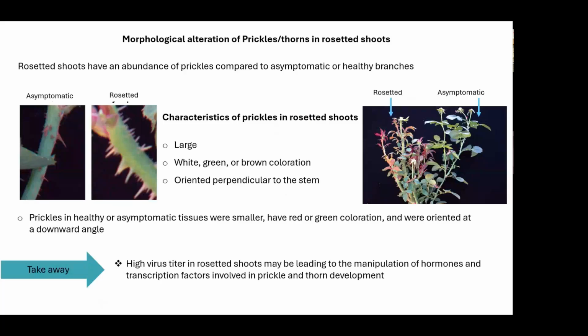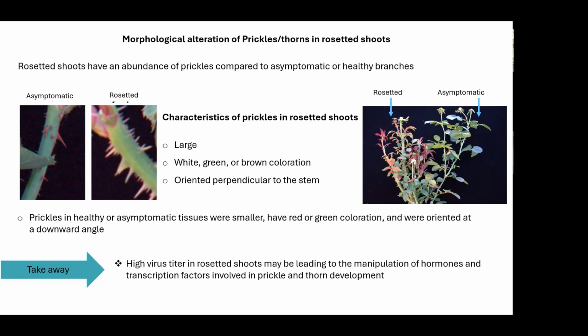So we went ahead to look at the prickles and thorns in symptomatic and asymptomatic shoots, and we found there is a morphological alteration of prickles and thorns in rosetted shoots. So these are the pictures we took when we collected the samples.